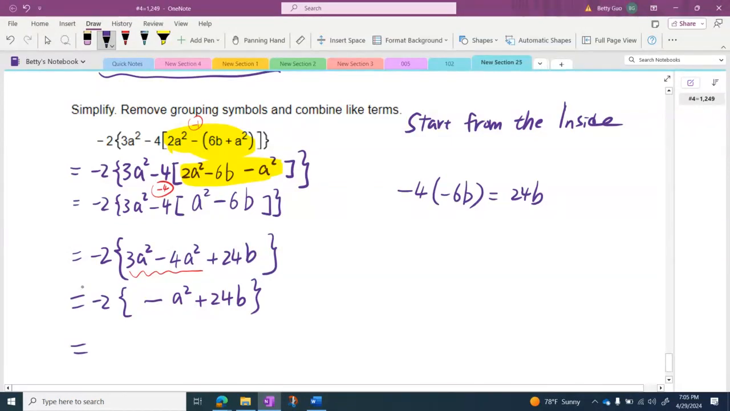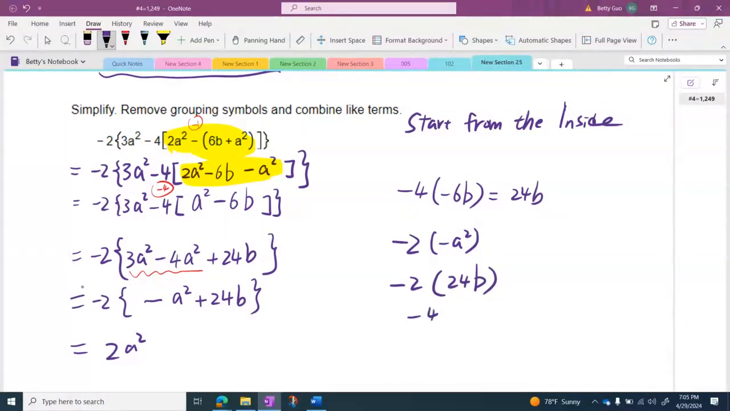Okay, now let's use the distributive property one more time to remove the braces. This time the coefficient is -2. -2 times -a squared, negative times negative. If you are not sure, always write it down. Negative times negative is positive, so we have 2a squared. And -2 times positive 24b is -48b. So the answer is 2a squared minus 48b.